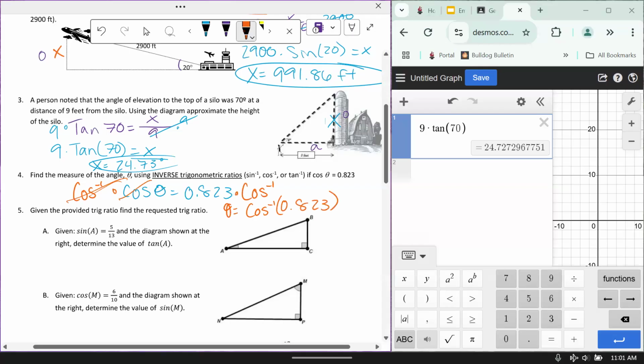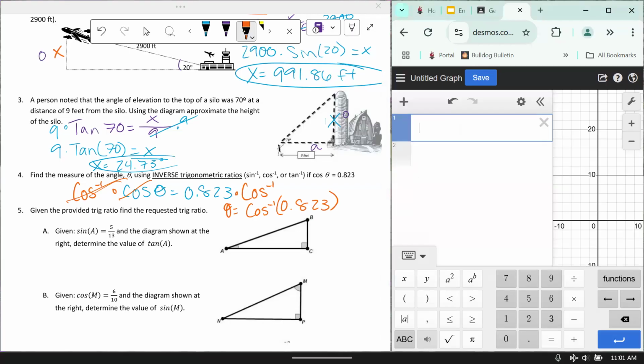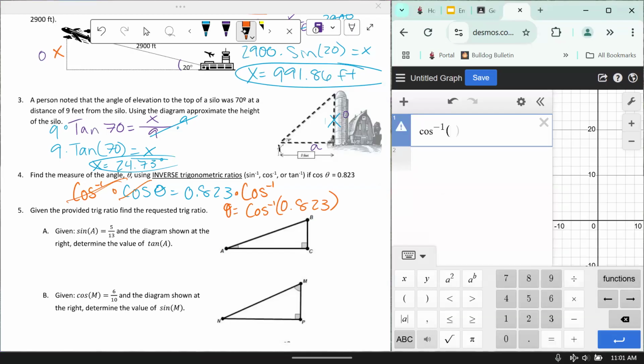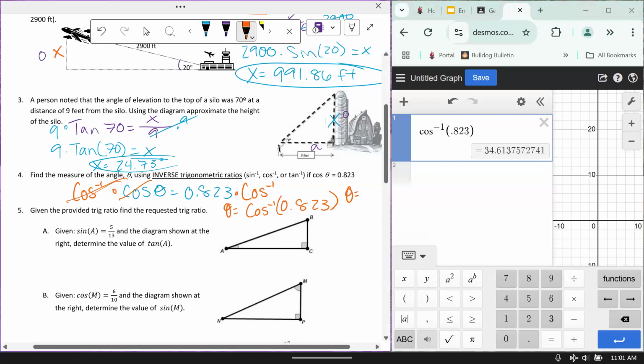If we come into our calculator, we go inverse of cosine, 0.823, close the parentheses, and that should be 34.61. So theta equals, if we're going to the nearest degree, 35 degrees. All right.